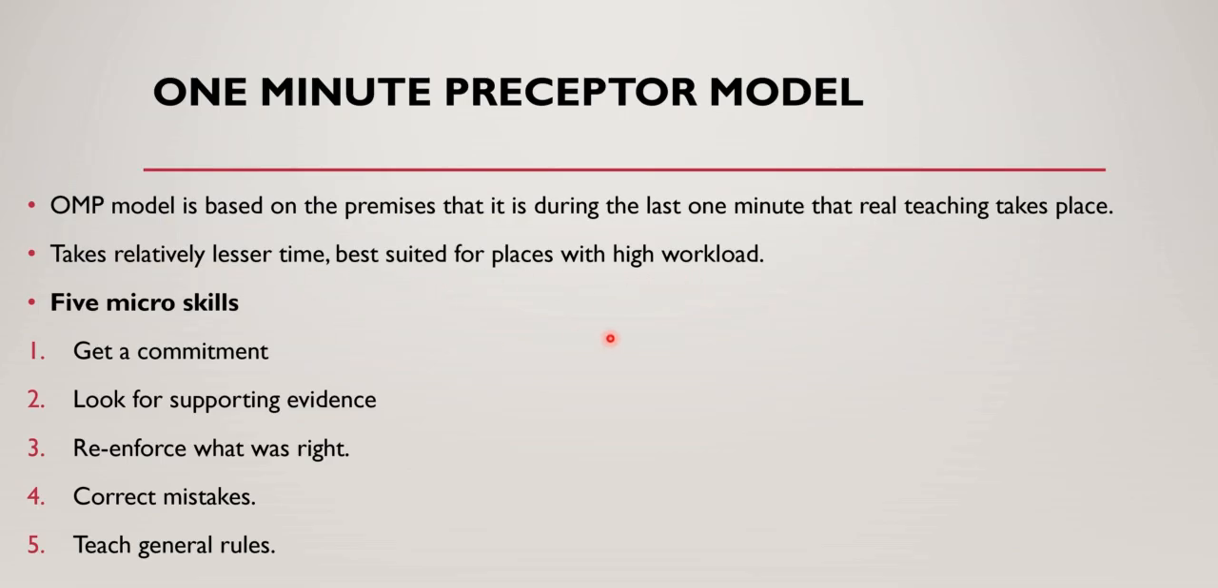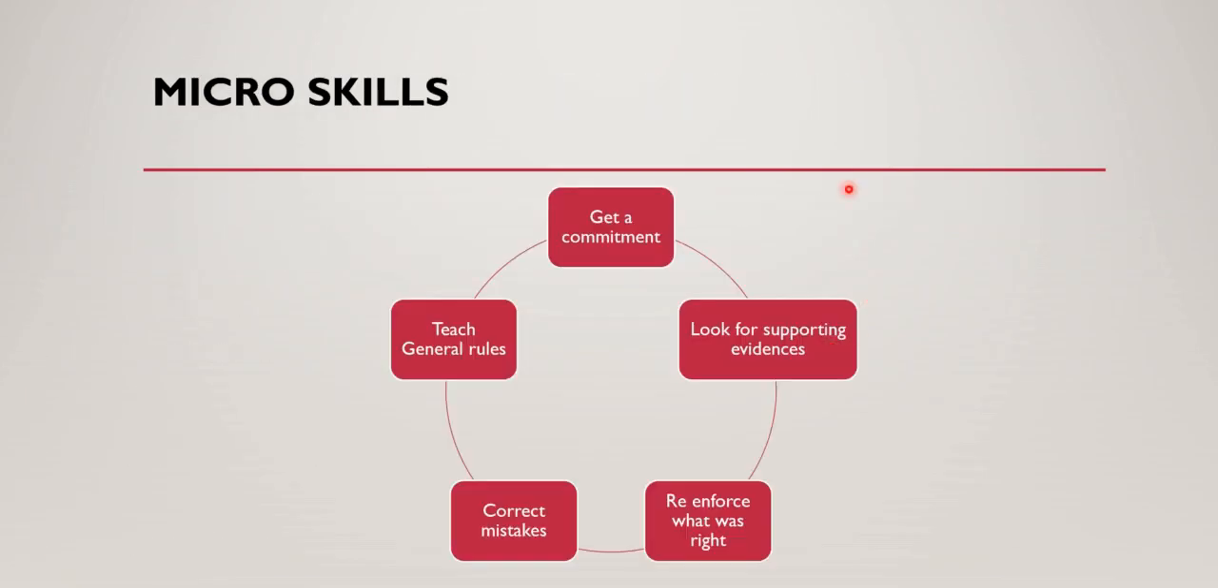Now what are the 5 micro skills that are required for the OMP model? That is, we have to get a commitment, get a diagnosis, we have to look for supporting evidences, that is the reason behind the diagnosis, we have to reinforce to the student what is right, what is wrong, and we have to correct mistakes so that they are not repeated again, and we have to teach the general rules so that they can apply to other cases.